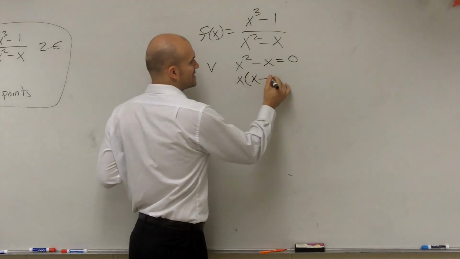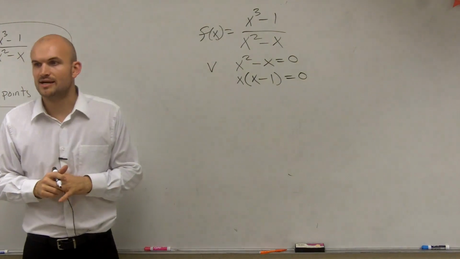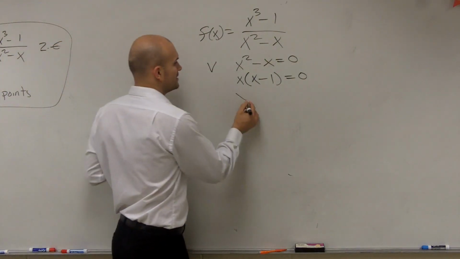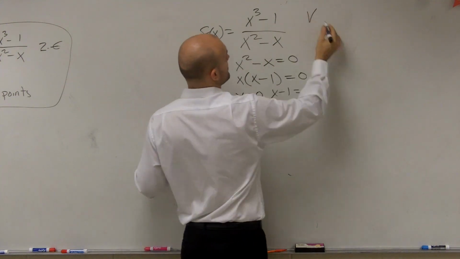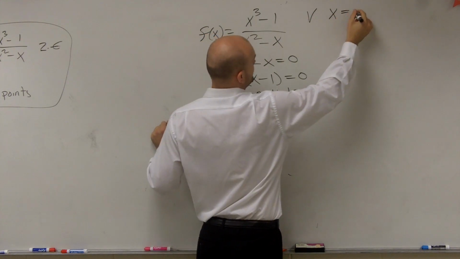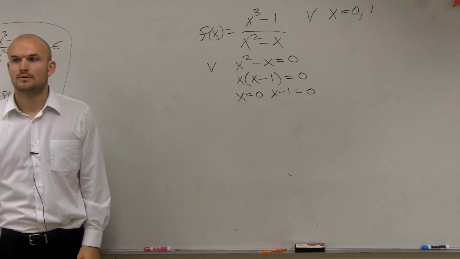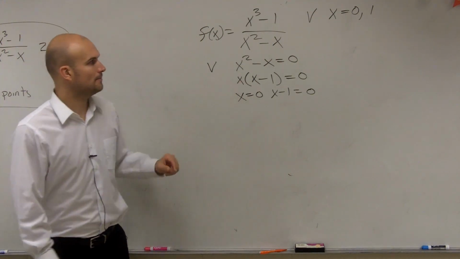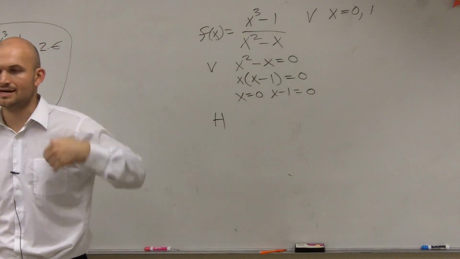So I'm going to factor out an x. And I get x times x minus 1 equals 0. Now I can use the zero product property to say x equals 0 and x minus 1 equals 0. Therefore, my vertical asymptotes are when x equals 0 and when x equals 1, right? Now, let's find the horizontal, right?